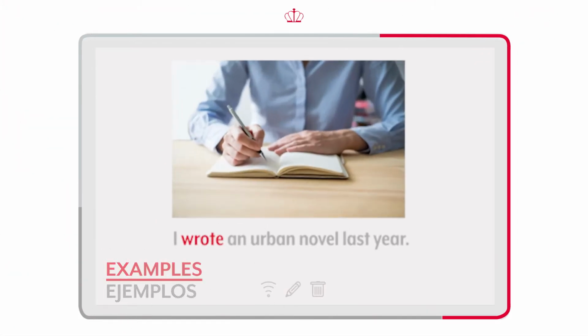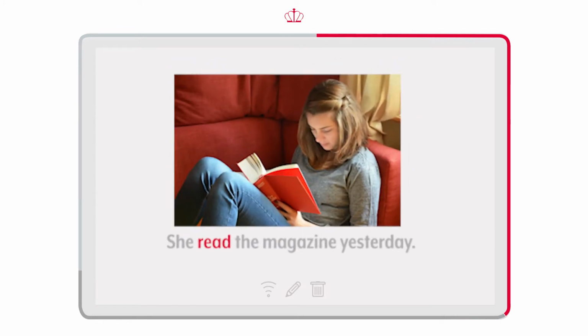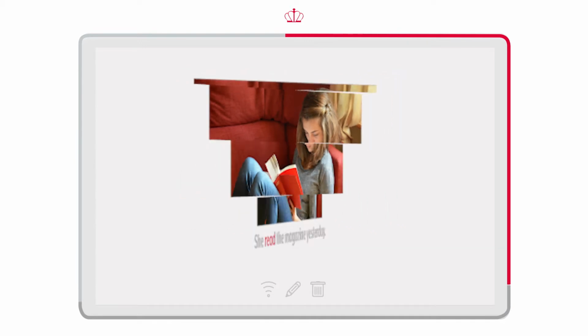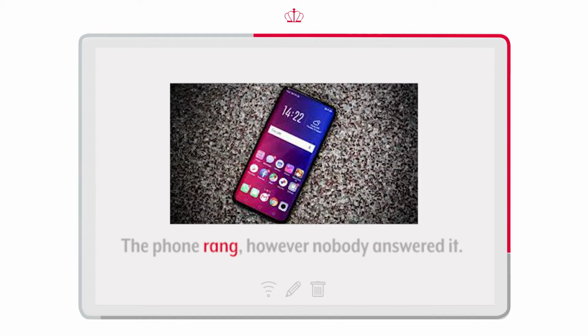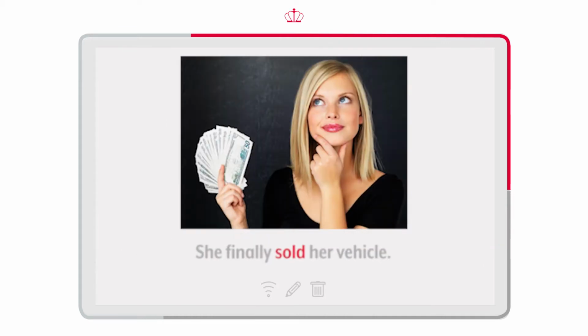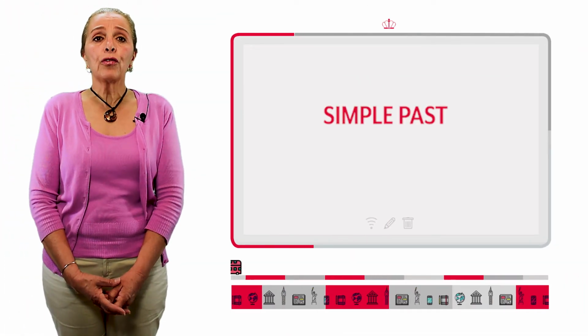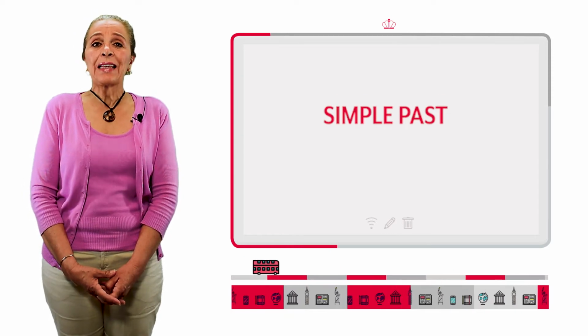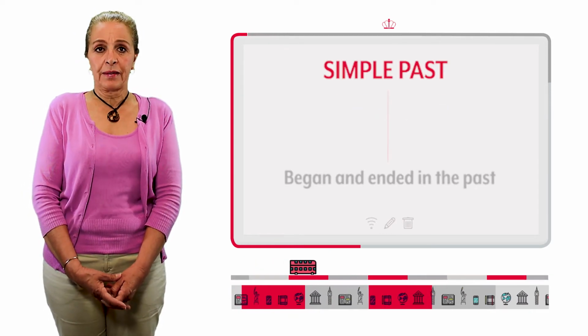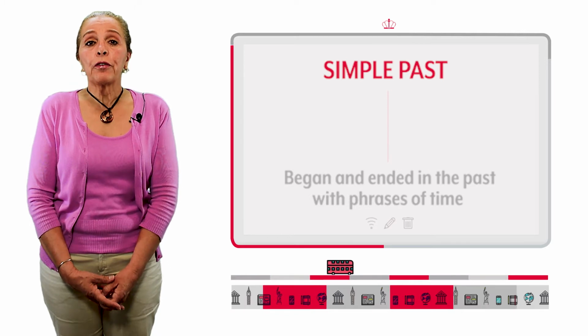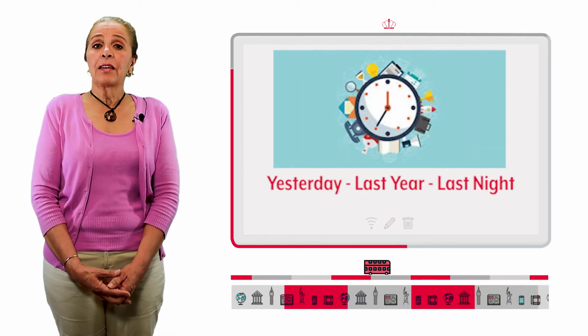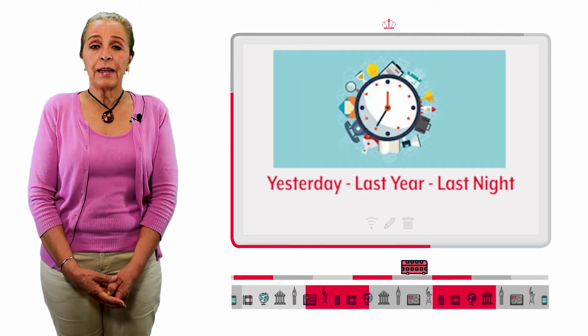I wrote an urban novel last year. She read the magazine yesterday. The phone rang, however, nobody answered it. She finally sold her vehicle. The simple past is used to talk about concrete actions that began and ended in the past. We use it with phrases of time like yesterday, last year, last night.